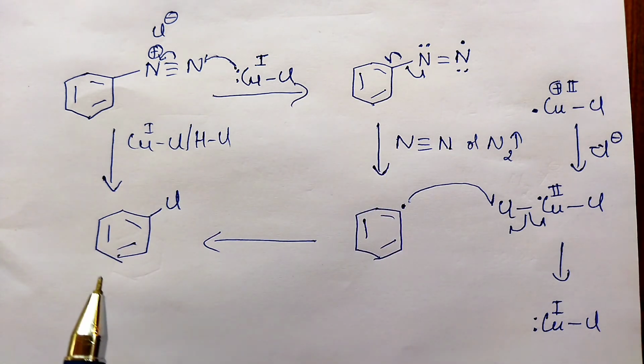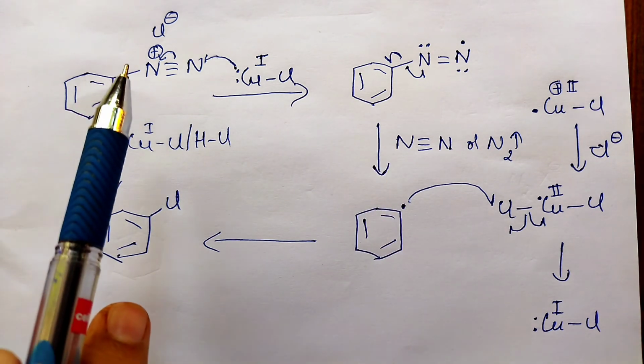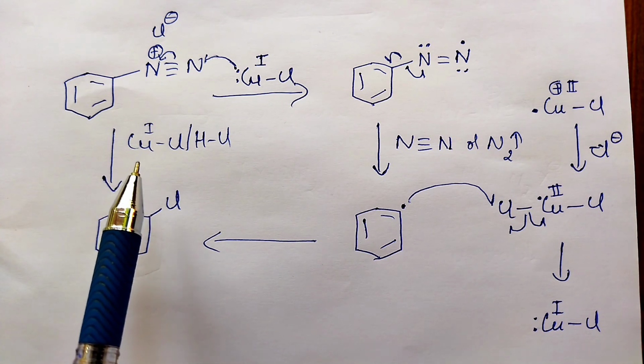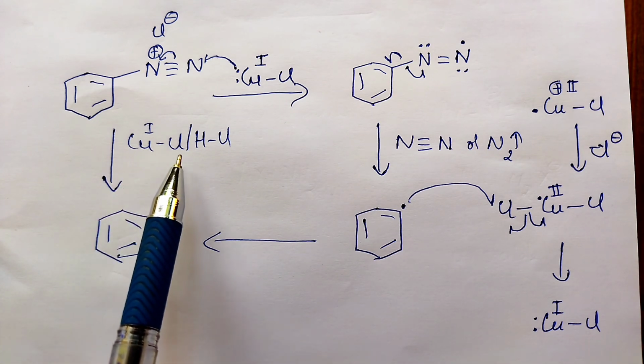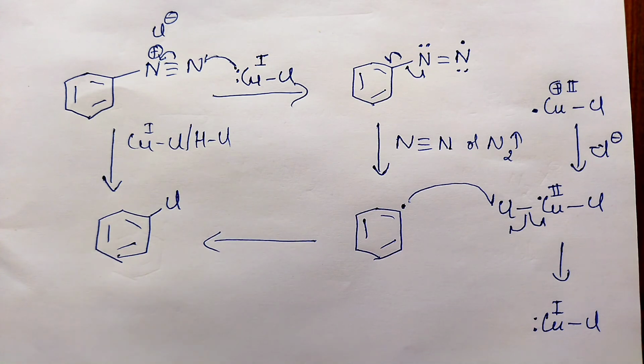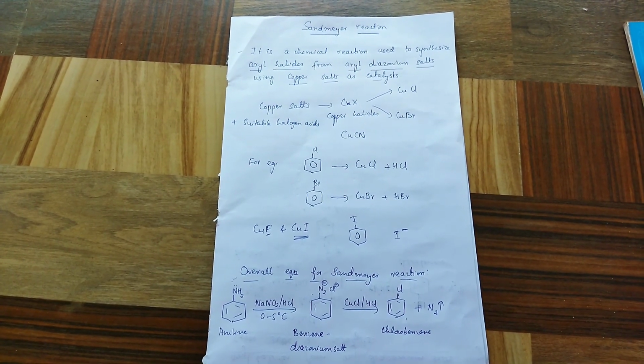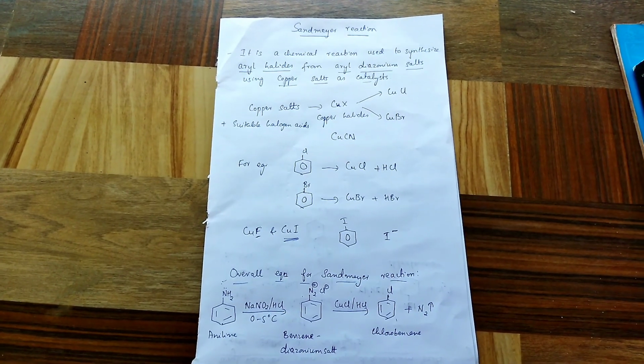So this is the whole Sandmeyer reaction wherein benzene diazonium chloride is converted into chlorobenzene with the help of catalyst cuprous chloride in the presence of hydrochloric acid. It is a radical nucleophilic substitution reaction which follows single electron transfer mechanism. If needed, you may take the screenshot of this mechanism and the introduction part. So that is about Sandmeyer reaction.